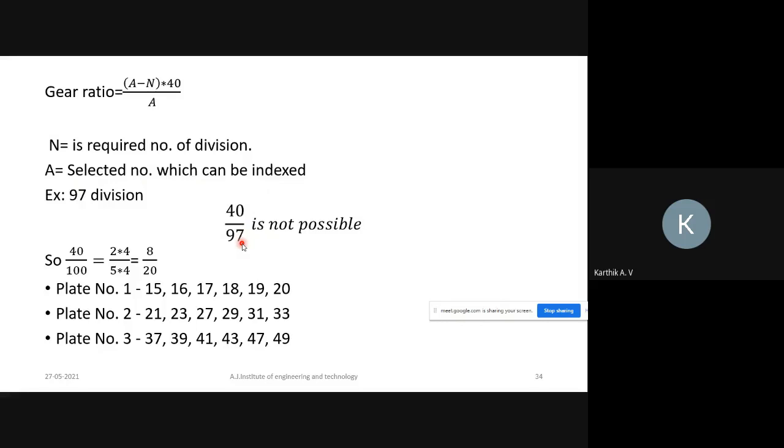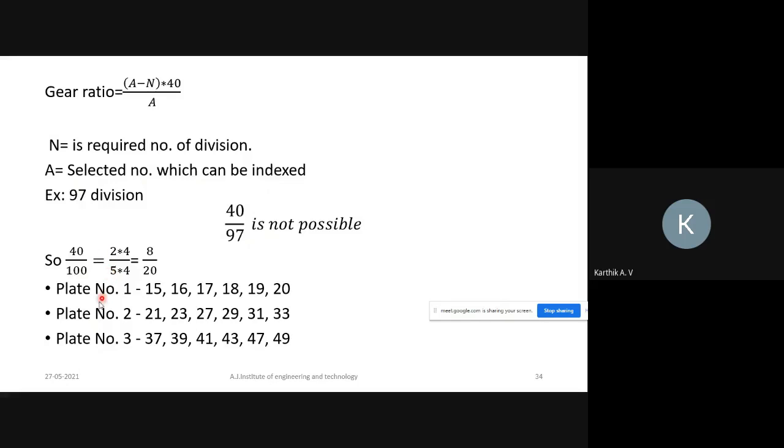97 is nothing but 100 or 90. Any approximate value you can take. So I will take 100. So 40 divided by 100. After simplification you will get 2 by 5.